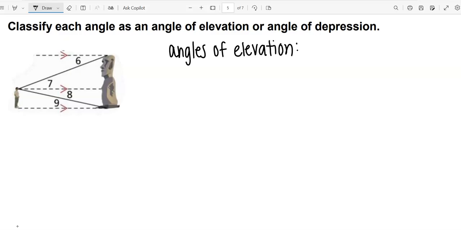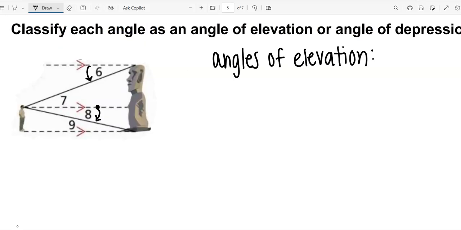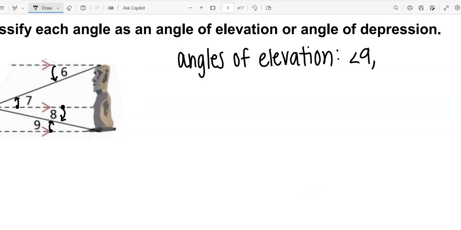Tell me an angle in our picture that's created from a horizontal line and then going upward. Nope, that's a horizontal line looking downward. So notice like 6 would be here. That makes it an angle of depression. 8 is from this horizontal line in the middle downward, so that's an angle of depression as well. 9 is an angle of elevation because you're going from the bottom up. So angle 9. And then 7 is going from the line of sight looking up at the statue. So angle 7.